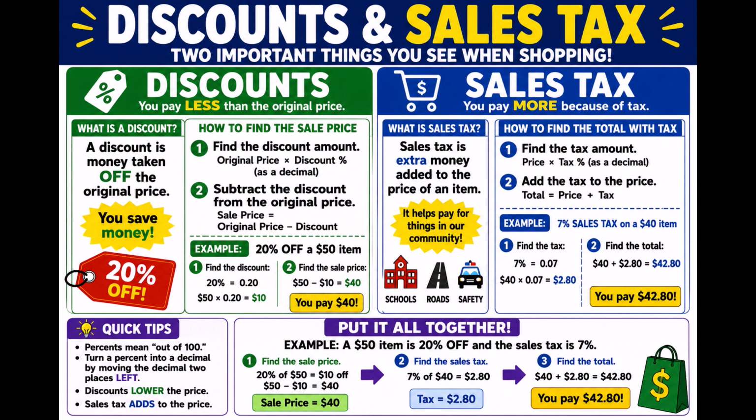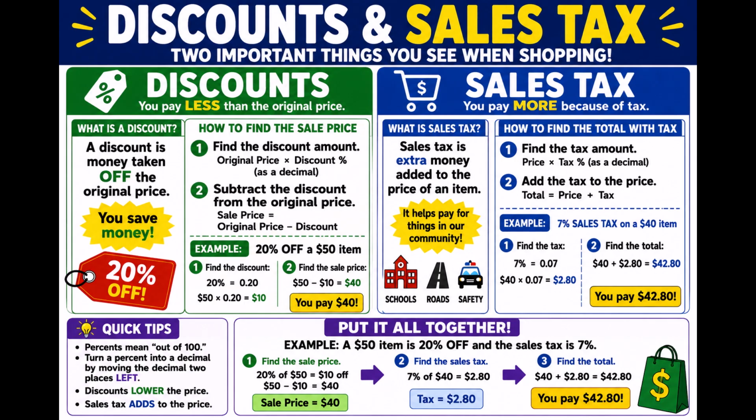So step 3, subtract the discount from the original price. $50 minus $10 equals $40. The sales price is $40. That's how much they're selling the item to me for.